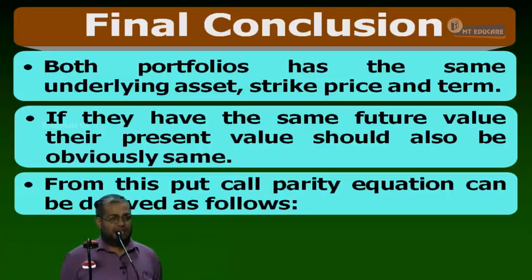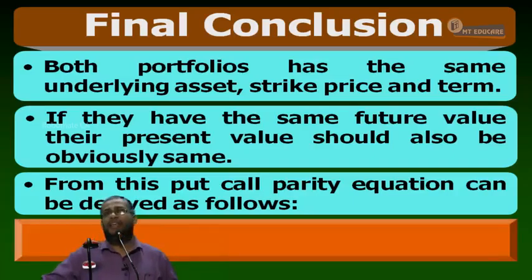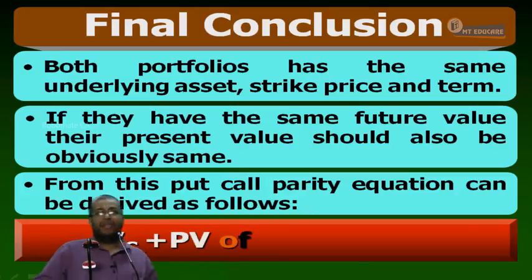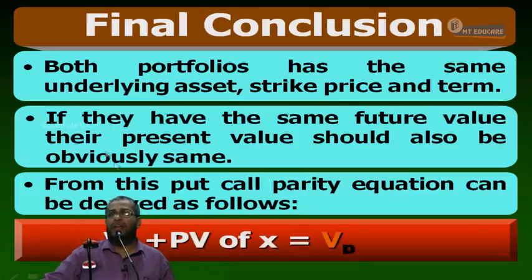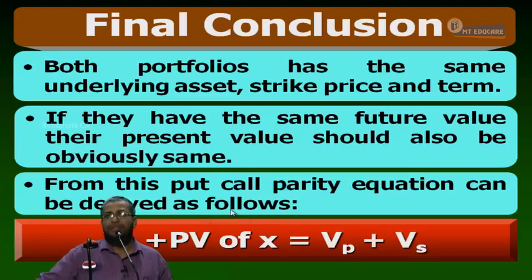You understand or not? Since the two options are on the same asset, the portfolios have the same maturity value, so the present value also should be the same. Last point, point E: hence, the put-call parity equation. VC plus PV of X is equal to VP plus VS.